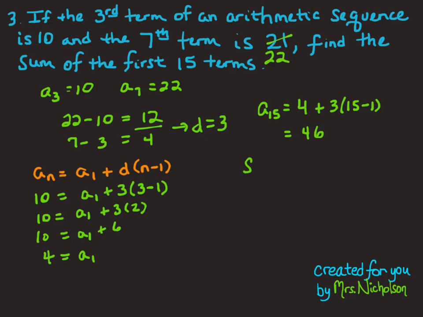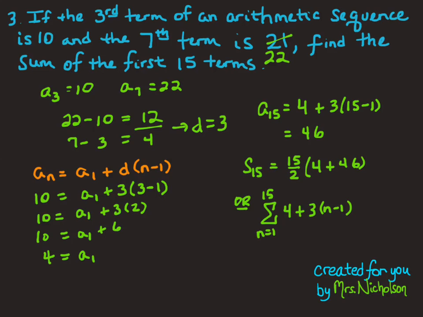Now I can find that sum. Sum of 15 terms is equal to 15 divided by 2, the number of terms divided by 2, times the first term plus the last term. Again, you could also do summation, n equals 1 to 15 of the nth term formula, 4 plus 3 times n minus 1. And either way, we get a sum of 375.